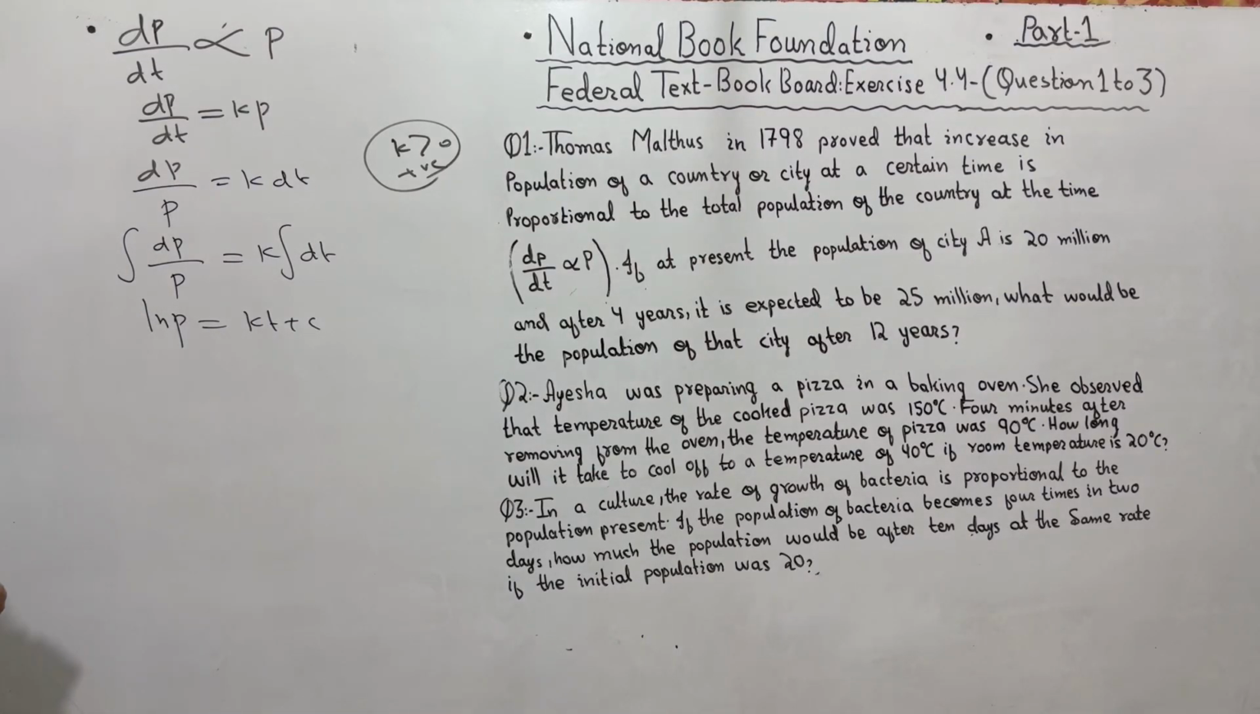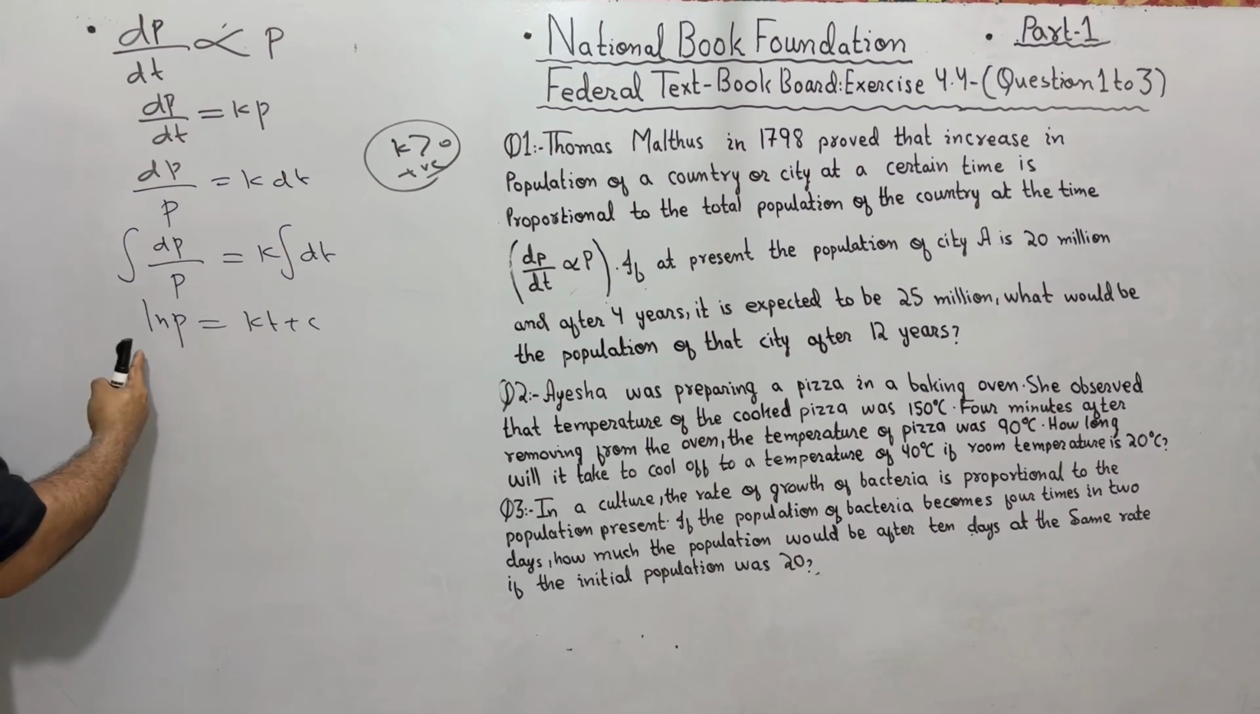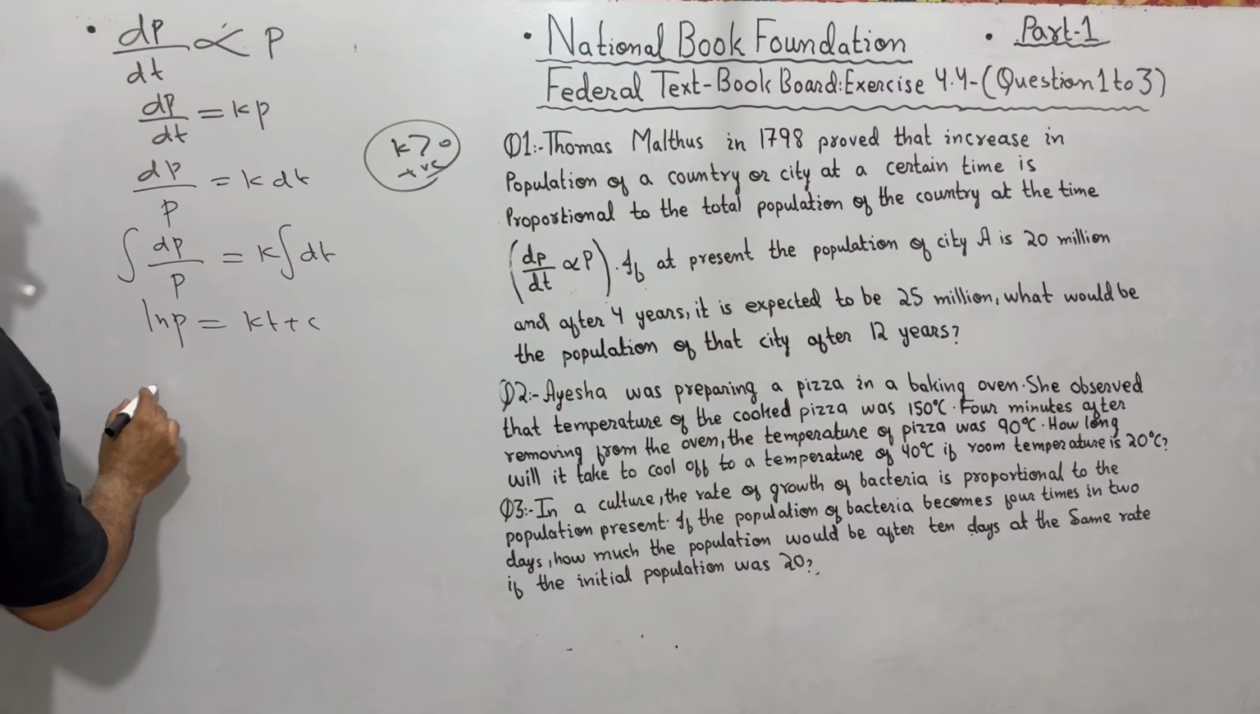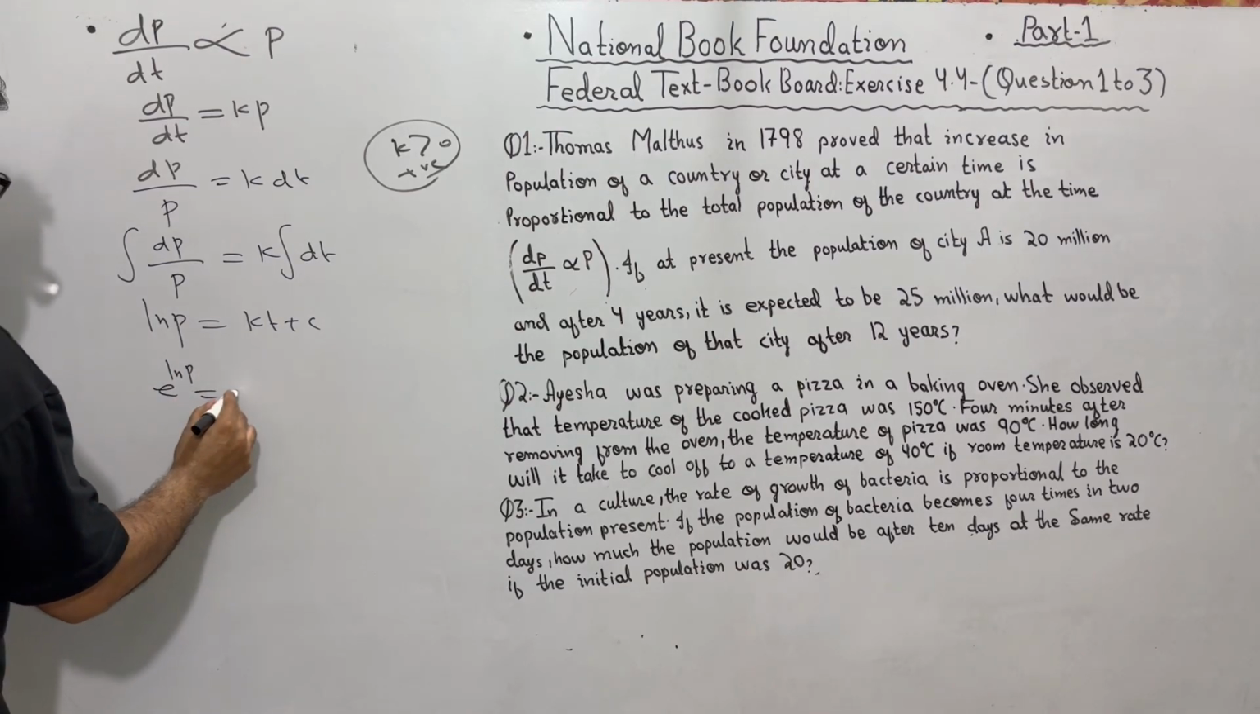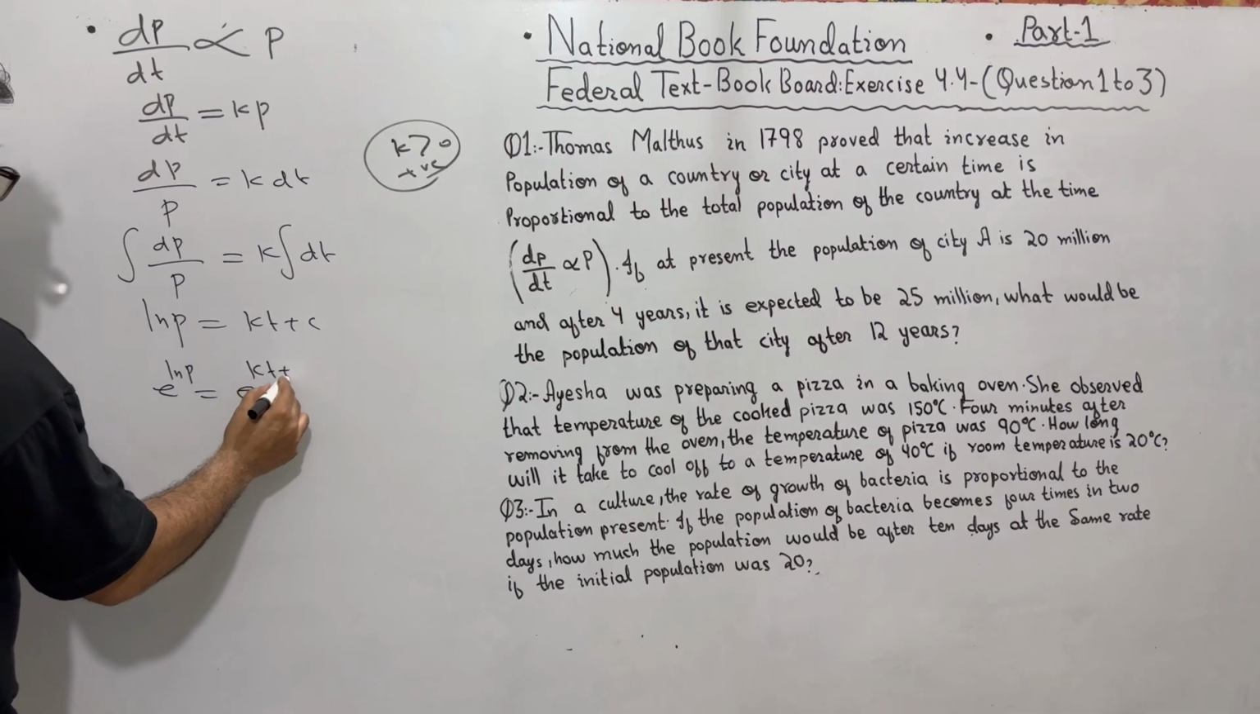Deal here or get rid of this ln by introducing e. It's up to you. In the first question, I got rid of ln. In the second, I have not. In the third, again, I am getting rid of it, taking e as a base, to get rid of this ln. e raised kt plus c.